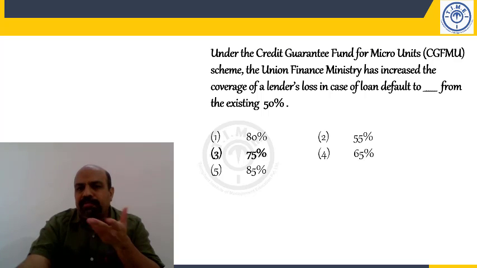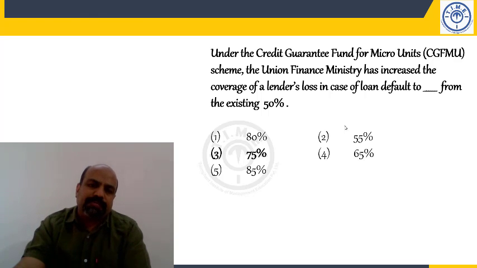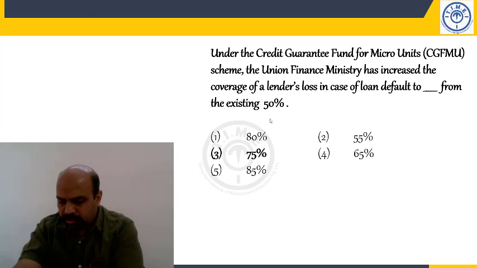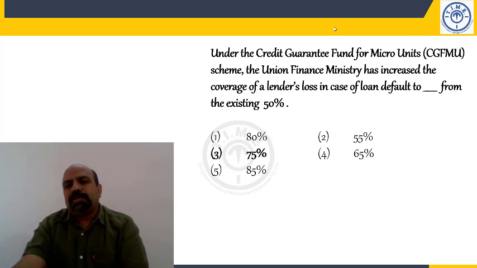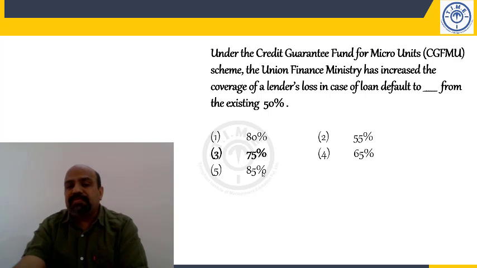I didn't have anything to discuss here. Under the Credit Guarantee Fund for Micro Units scheme, the Union Finance Minister has increased the coverage of a lender's loss in case of loan default to 75% from 50%. So in case there is a loss, this particular credit guarantee would cover this loss also. Now earlier it was 50%, nowadays 75%.